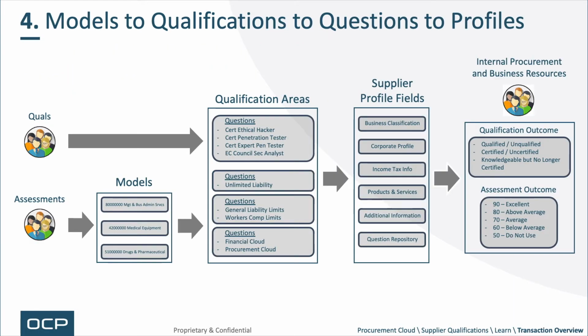Okay, so models to qualifications to questions to profiles. Really what we're saying is who and the tools to get data on your profile, meaning your supplier record profile. And so that's what's on the far right. And so you do that based on, if you're in assessment, you'll do models, do a bunch of qualification areas and questions. They'll roll into fields or just generally get stored as a question on the supplier profile.